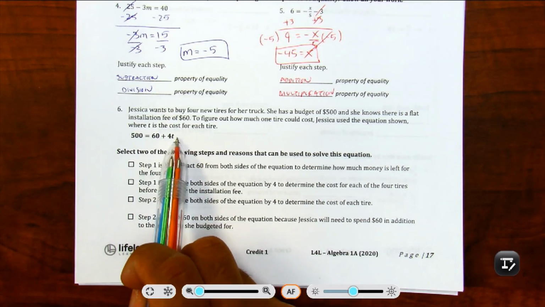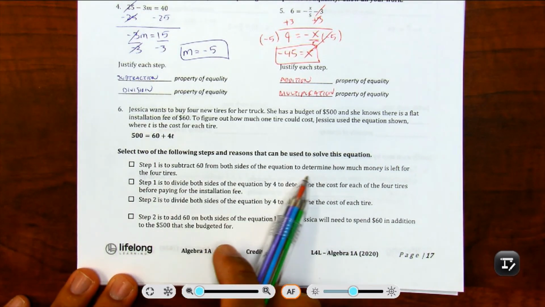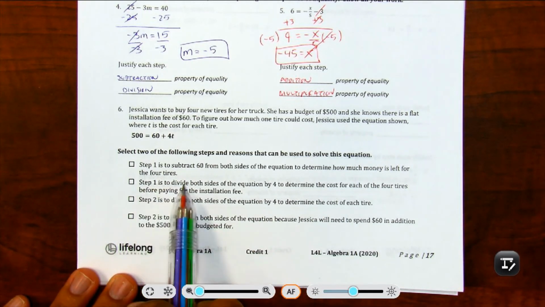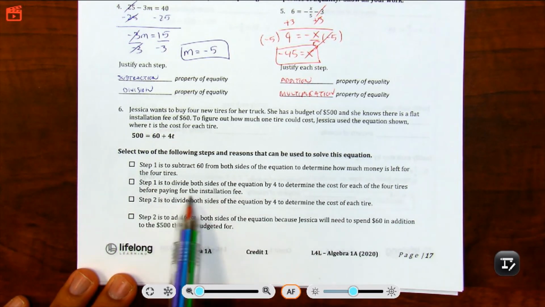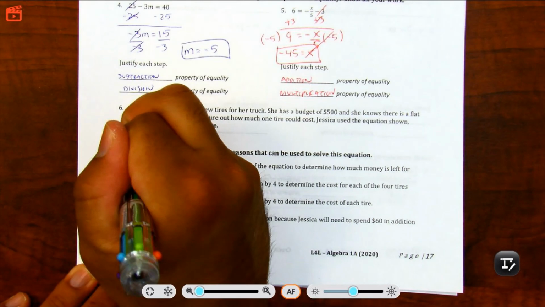So what we want to do is select 2 of the following steps and reasons that can be used to solve this equation. So what would our first step be? Step 1 is to subtract 60 from both sides of the equation to determine how much money is left for 4 tires. Or step 1 is to divide both sides of the equation by 4 to determine the cost for each of the 4 tires before paying for the installation fee. So remember that we always want to use addition and subtraction properties of equality before using multiplication and division properties of equality. So step 1 has to be to subtract 60 from both sides.